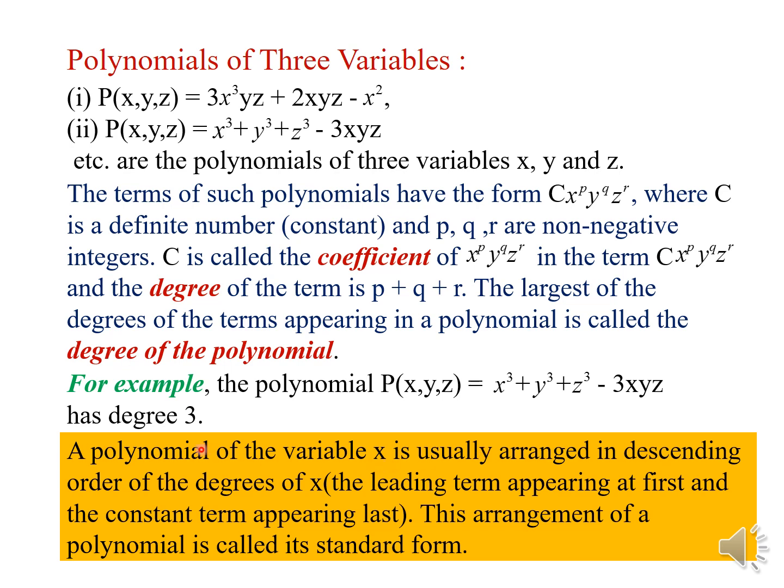It is very important. A polynomial of the variable x is usually arranged in descending order of the degrees of x, that is, the leading term appearing first and the constant term appearing last. This arrangement of the polynomial is called the standard form. That is, if we arrange a polynomial of variable x in the descending order of its powers, then it is called standard form.